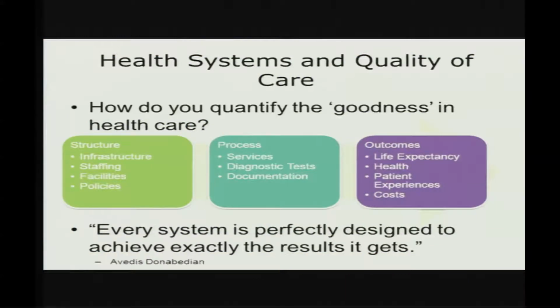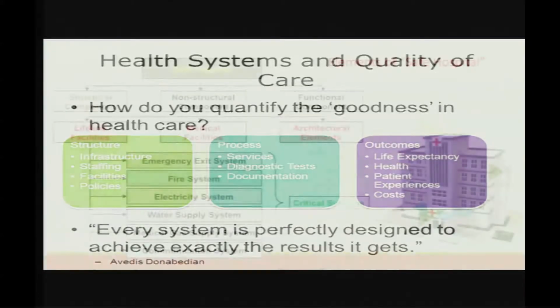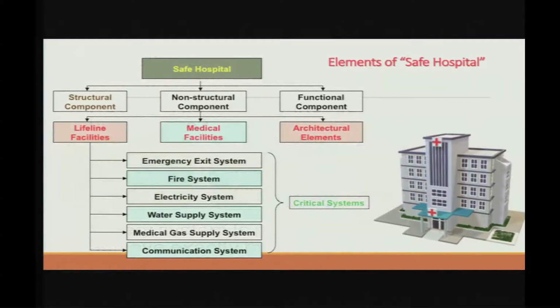I love this statement: every system is perfectly designed to achieve exactly the results it gets. If you design a system for mediocrity, it will give mediocre results. If the infrastructure is perfect, it will give perfect results. So basically, the quality system is based on these three premises: structure, process, and outcome. And these are the elements of a safe hospital with good infrastructure.